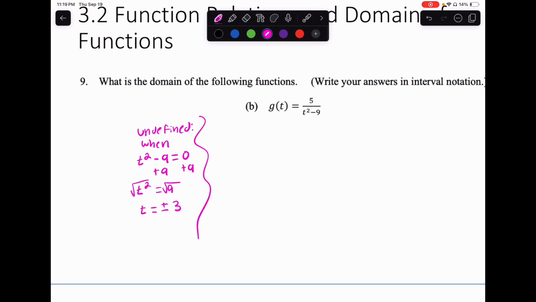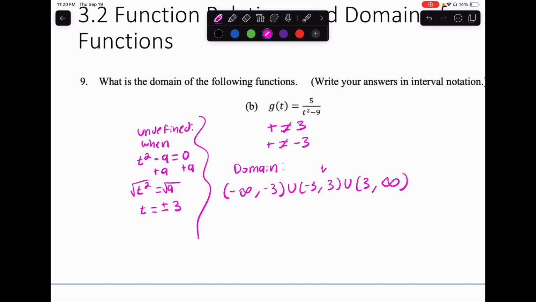So when we talk about our actual domain, we do not want t to be equal to 3, and we do not want t to be equal to negative 3. So our domain can be any real number except 3 and negative 3. So the way we write that is it can be from negative infinity all the way up until negative 3, parentheses, because we do not want to include that in our domain, union, negative 3 to 3, which, right, this part just means anything in between negative 3 to 3, but not including negative 3 and 3, and then union, 3 until infinity. Okay?